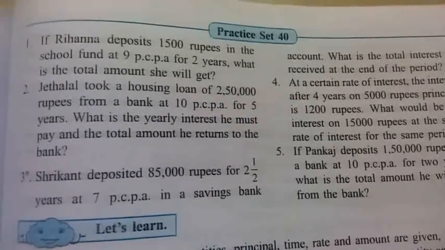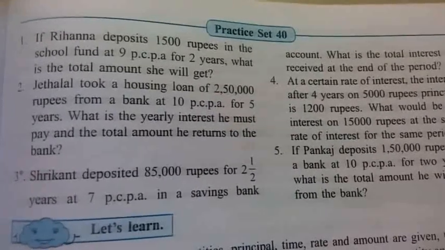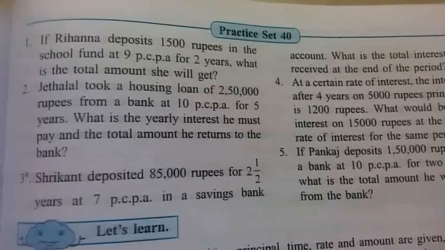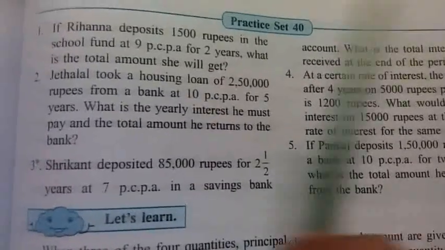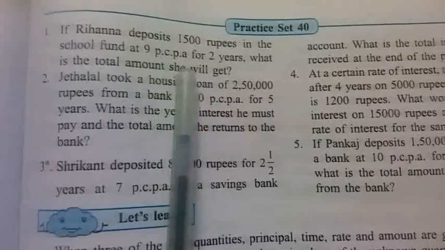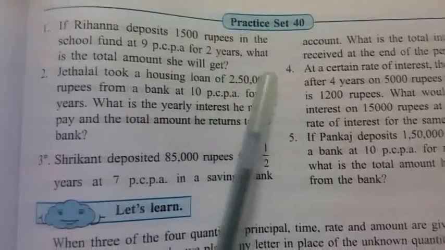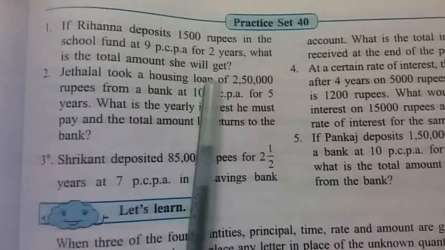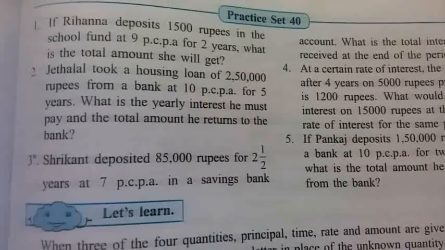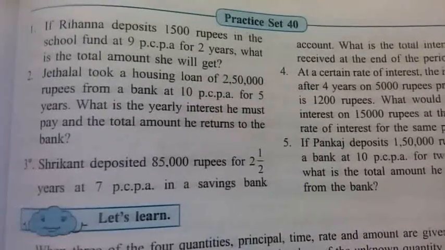Question number 40. If Raina deposits 1500 rupees in the school fund at 9 percent per annum for 2 years, what is the total amount she will get? First we will write what is given in the question.